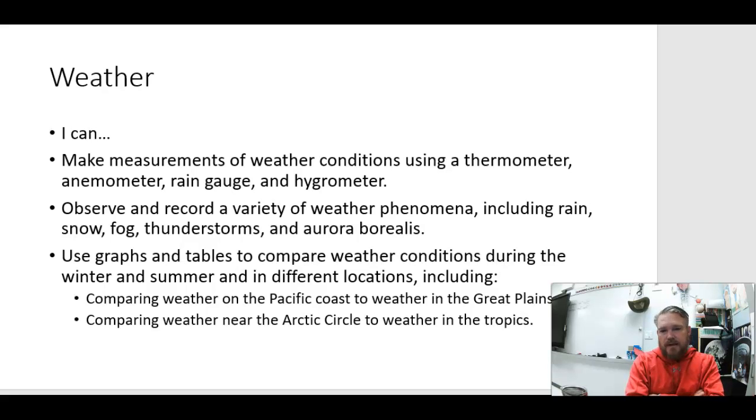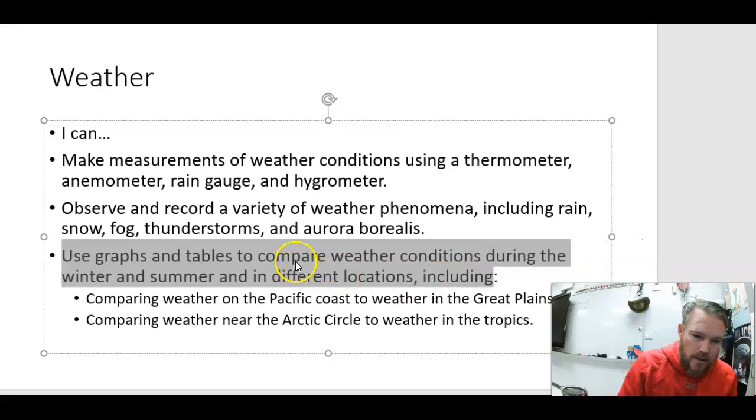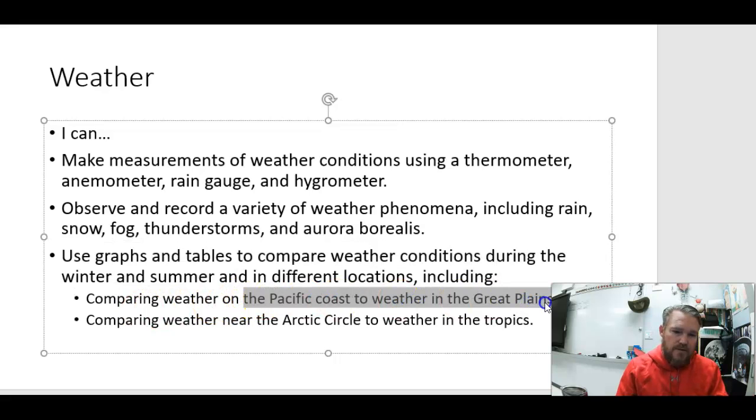Hey guys, so this is going to be kind of a review of what I'm hoping you learned on the gizmos. So I'm going to go through not so much the gizmo, but what the gizmo was supposedly wanting you to accomplish as objectives. So in the weather one, it basically wanted you to be able to make measurements, observe and record a variety of weather at different locations, and then use graphs and tables to compare weather conditions during winter, summer at different locations, specifically the Pacific Coast versus Great Plains.